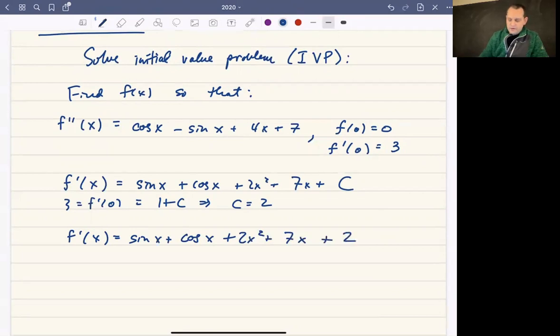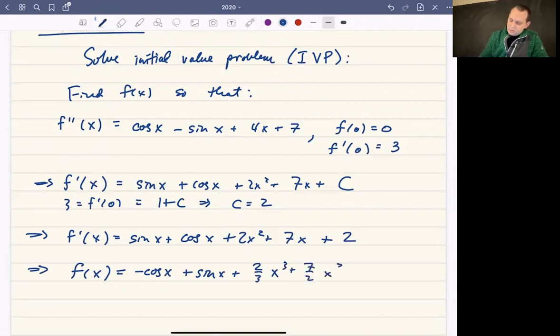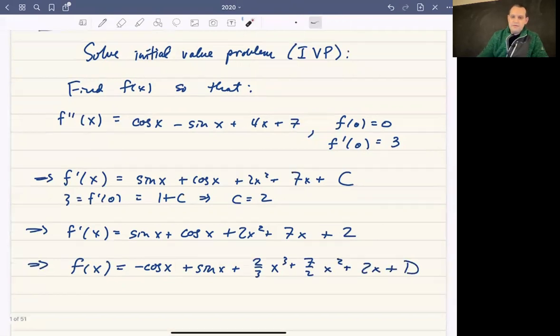And then finally, if we anti-differentiate one more time, that implies that f must have the form, well, the antiderivative of sine would be negative cosine. Antiderivative of cosine is sine. Antiderivative here would be 2/3 x cubed, 7/2 x squared, plus 2x, plus another constant, which I'll call d, just to make sure that we're not confusing our two constants that we have.